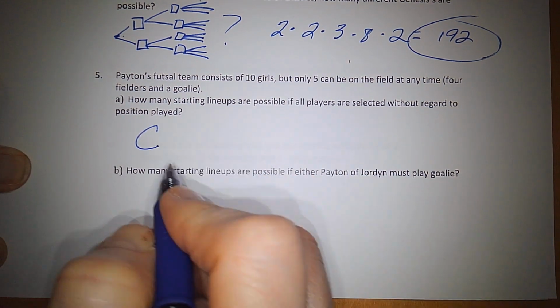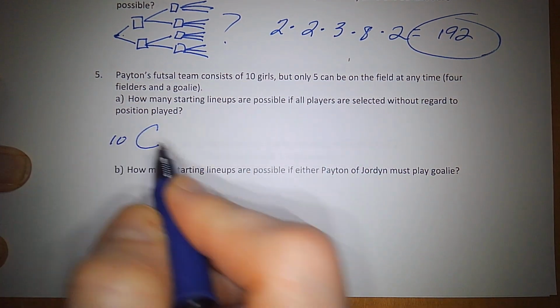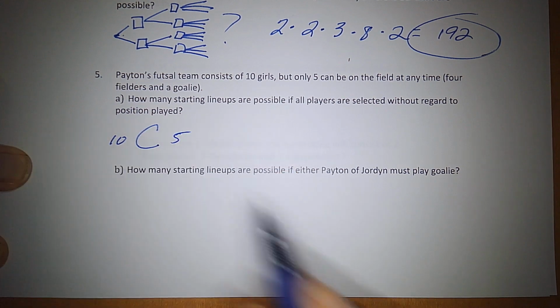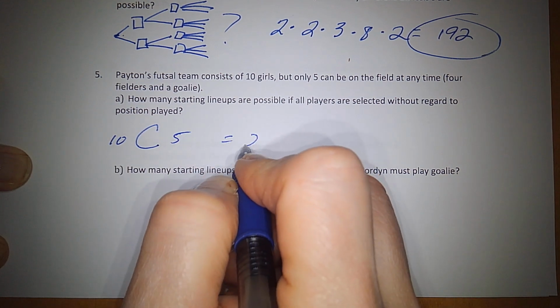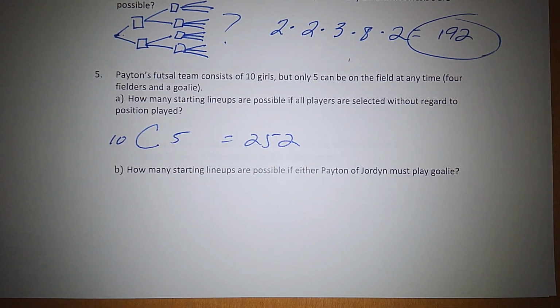Since this is a combination, we know we have a total team of 10 girls, and we need to select 5 out of the 10. There are 252 combinations of players to determine who goes on the field.